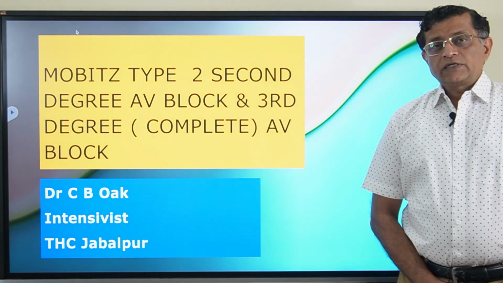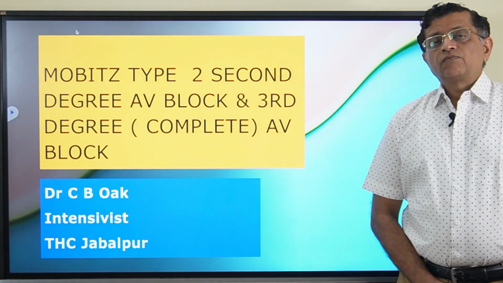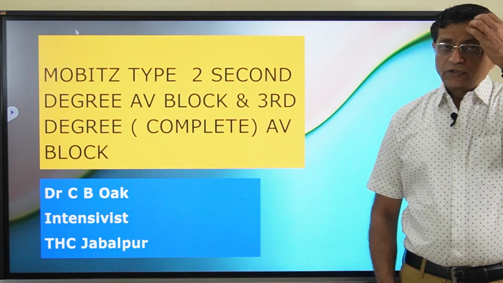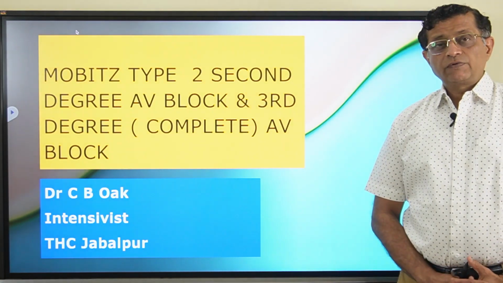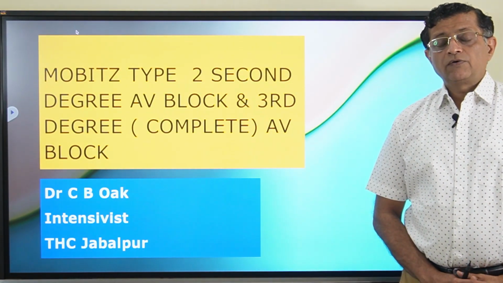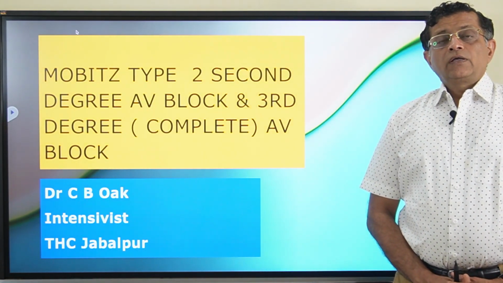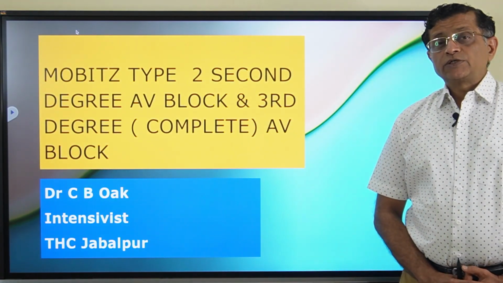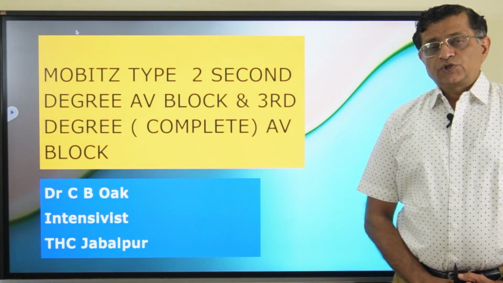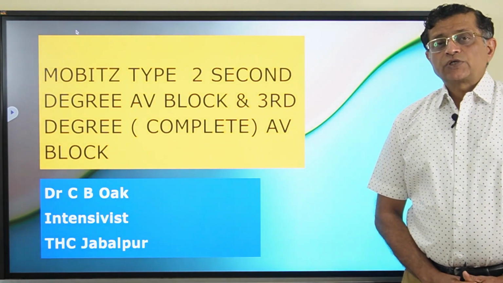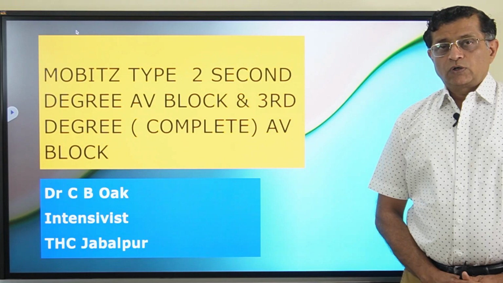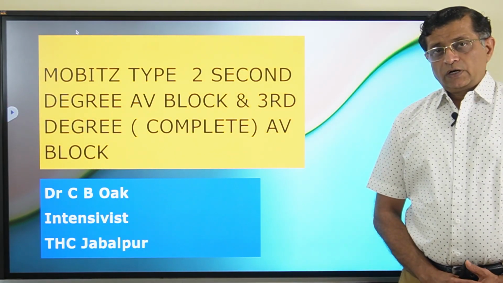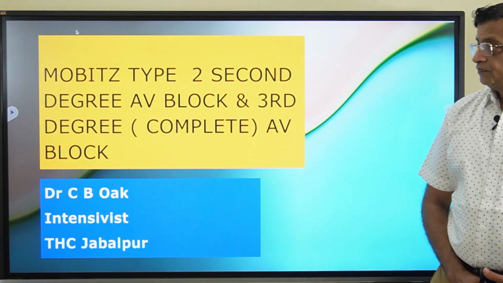So in the last lecture we discussed the AV blocks. In the previous lecture to the last one, we talked about the causes of AV blocks and type 1 first degree AV block. Then in the following lecture we discussed the Wenckebach block, that is Mobitz type 1 block. And in this lecture we are going to talk about Mobitz type 2 and complete heart blocks. So let's discuss Mobitz type 2 second degree heart block and complete heart block.